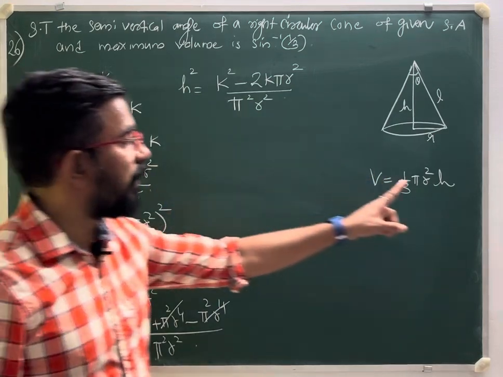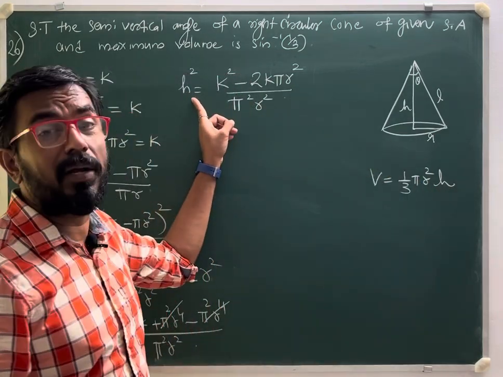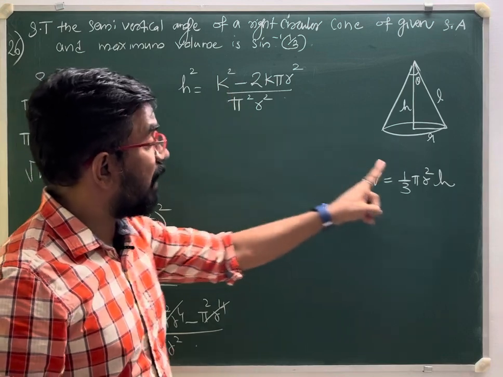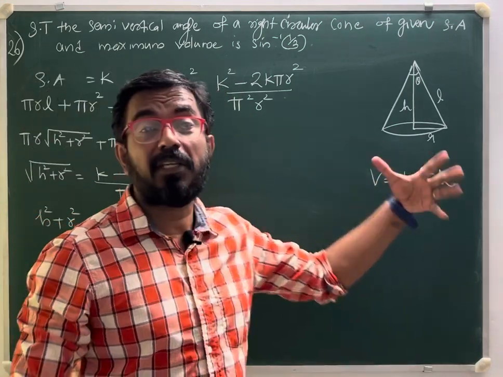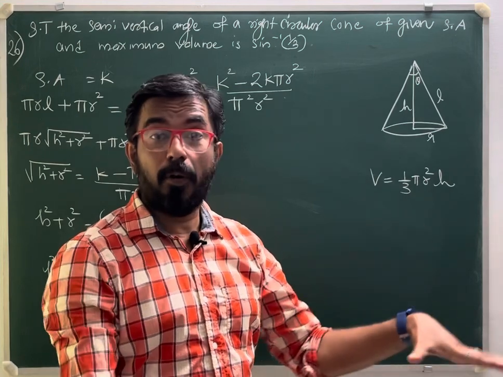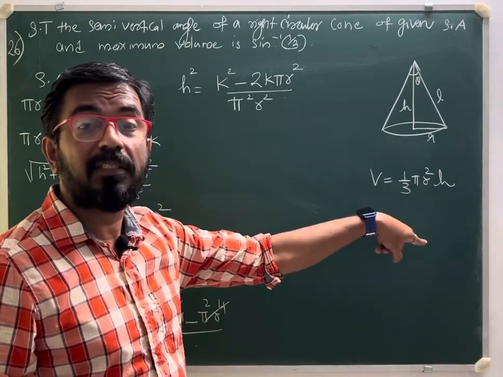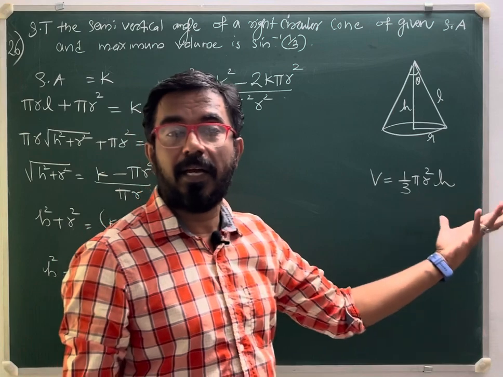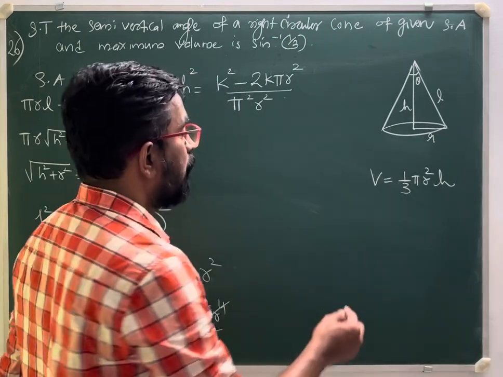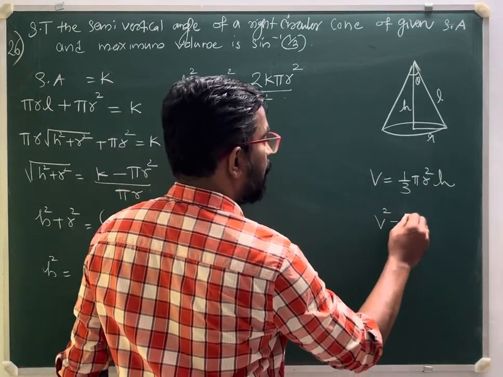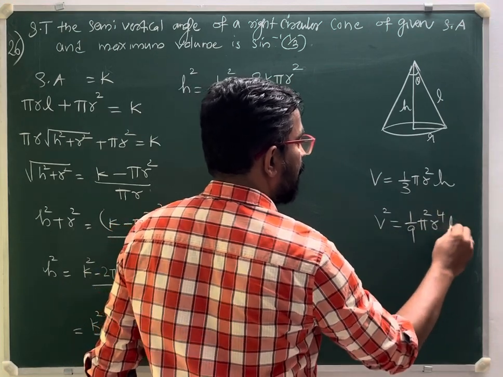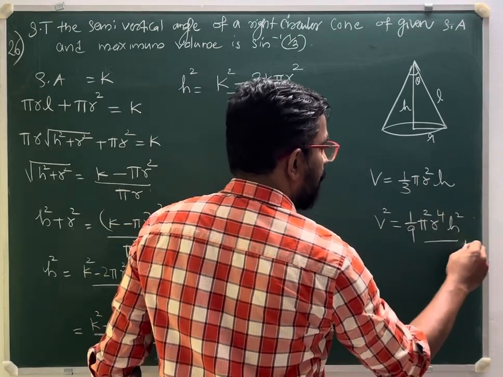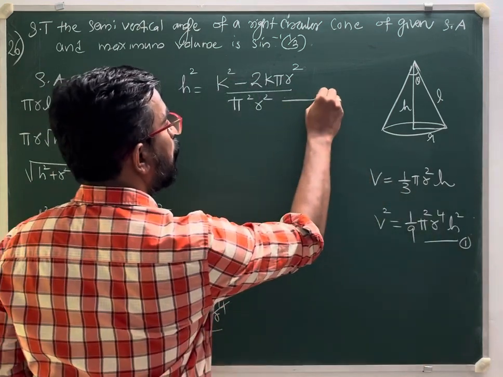Children, I want to substitute here h, but I have h square here. If I write h, I will get a square root here, square root of, then differentiation will become complicated. We have one option. You just square the function and you can differentiate. Still the answer will be same. So you can do that. So if you write v square is equal to 1 by 9 pi square r power 4 h square. This is equation number 1, I will substitute this in 2.